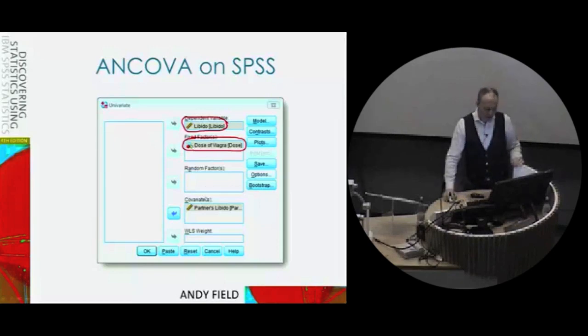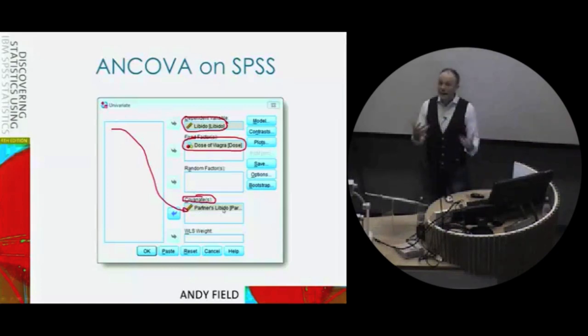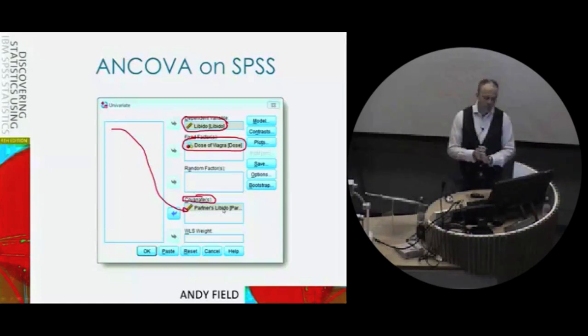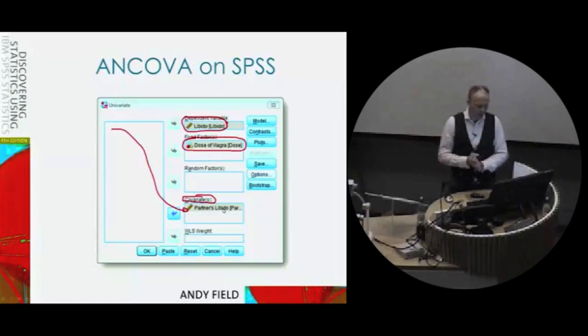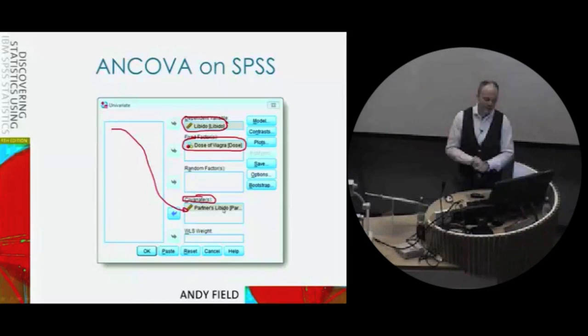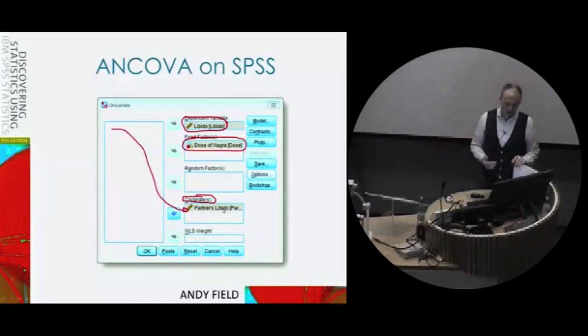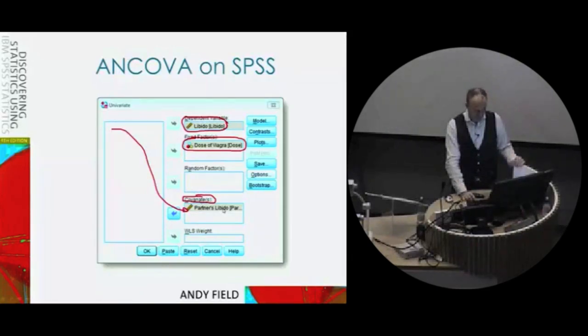And as I said, there's a box down here, and that's where you specify your covariate. So I've dragged partner's libido from the list over here into there. So really the process is exactly the same as running various ANOVAs. It's just that you would drag your covariate into the box labelled covariates. So it's not very complicated. If you've got a covariate, drag it into the box labelled covariate.